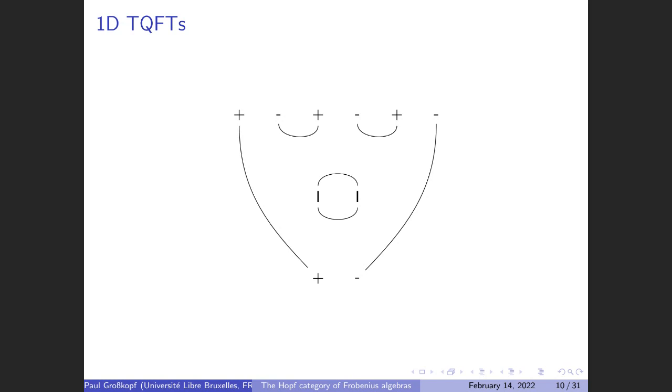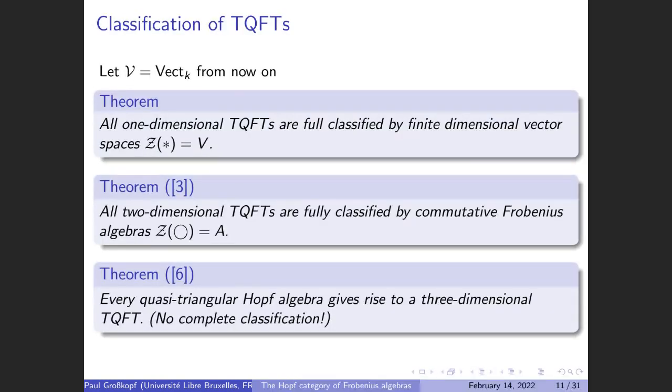And yes, so this is the easiest case. We have a complete classification for the one-dimensional case. This is the first theorem: if we choose V as a vector space over a field K, then all one-dimensional TQFTs are classified by finite dimensional vector spaces. We also have a classification for two-dimensional TQFTs, which are commutative Frobenius algebras.